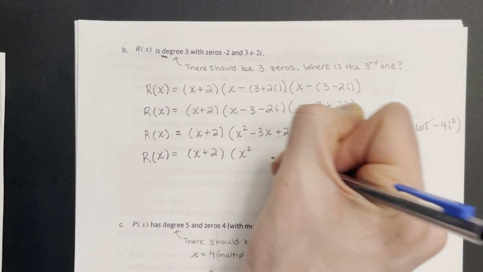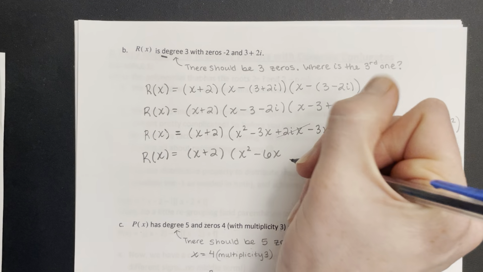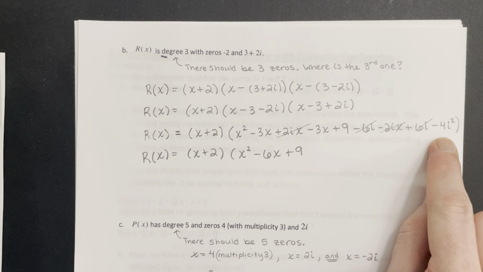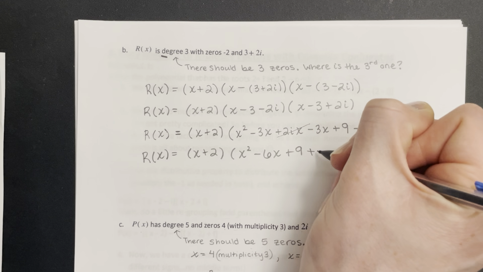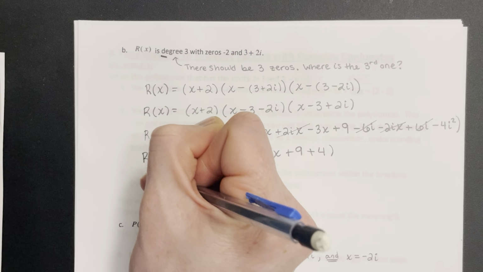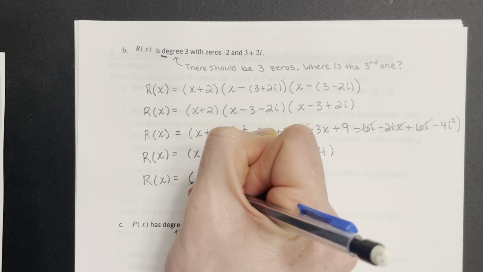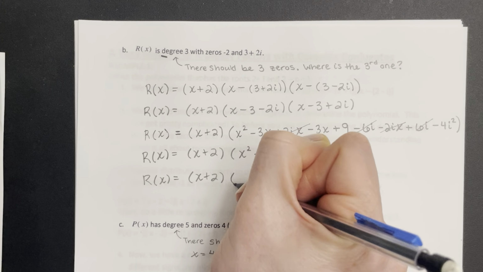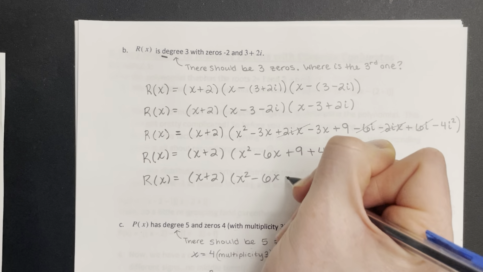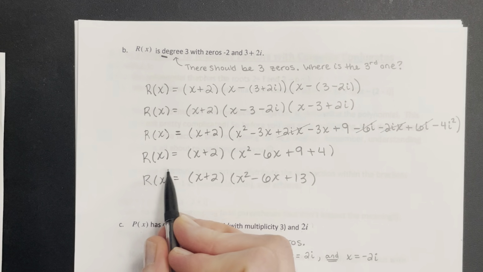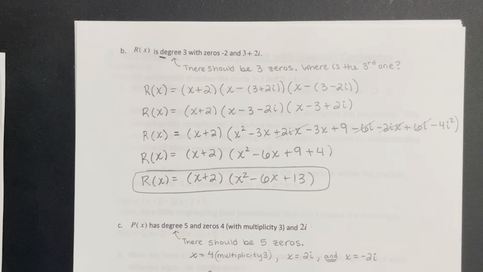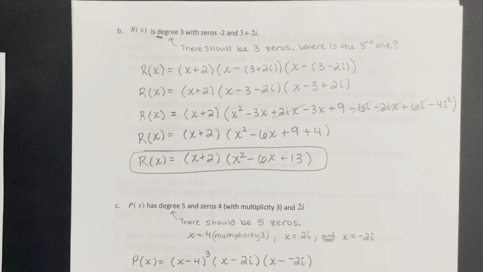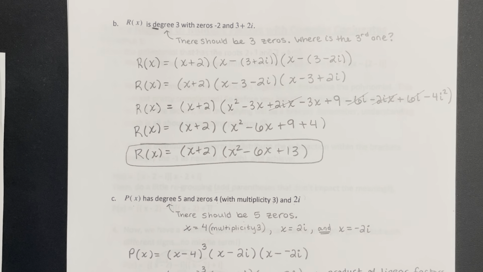We have x squared minus 6x plus 9, and then minus 4i squared. That minus 4i squared is negative 4 times negative 1, which is a positive 4. So r of x would be (x plus 2) times (x squared minus 6x plus 13). There's our linear and irreducible quadratic factor. All right, so hopefully you have practiced those, but if you need some extra practice, you can look through some of the examples in the textbook.